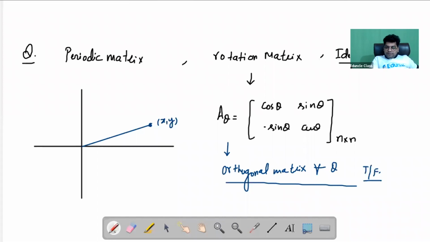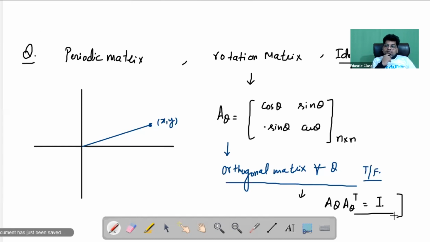You can find R theta transpose times R theta, and you will find the identity. It means this is a rotation matrix, and a rotation matrix is always orthogonal. Is it clear? Yes or no? Is my point understood? What did you check? I am not checking. This is simple. The rotation matrix is always orthogonal. Okay? Our rotation matrices are always orthogonal.